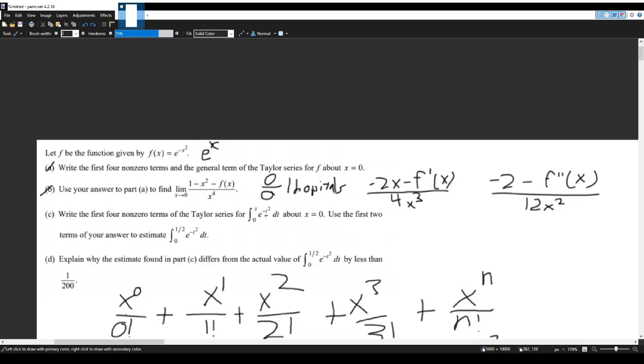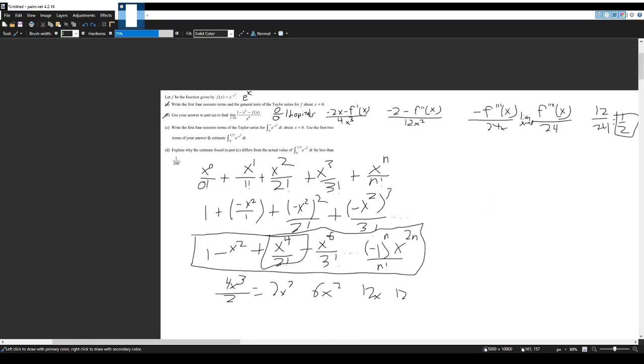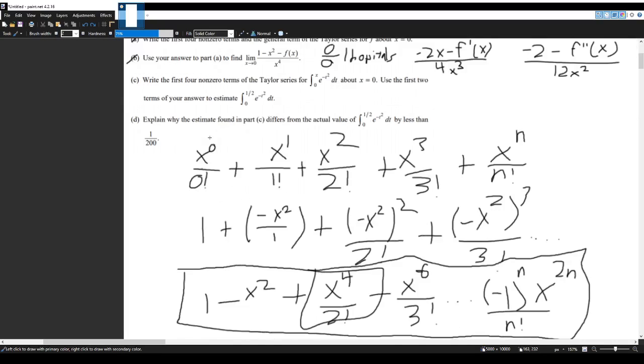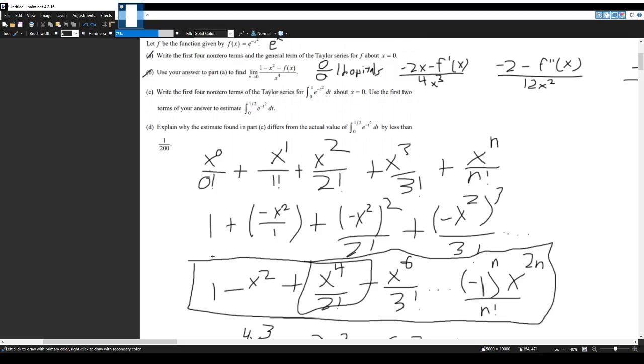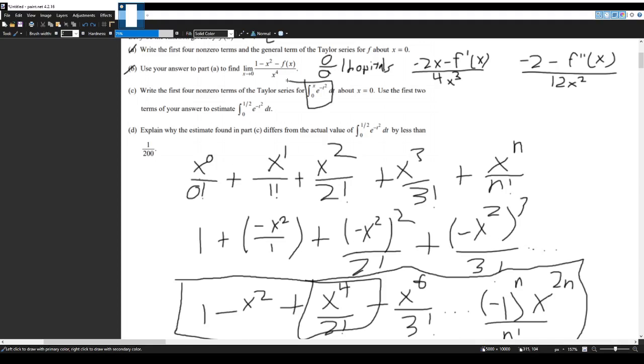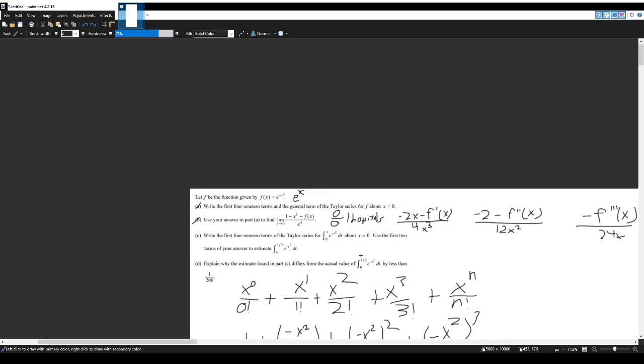Now you can pretty much ignore the t and x because this is kind of just chain rule. t is going to be a dummy variable, so we can just keep the x. So write the first 4 non-zero terms of the Taylor series for this. Basically, if we take the first 4 non-zero terms of the Taylor series for our original thing, we can just integrate each one separately, and it'll give us the first 4 non-zero terms of the Taylor series for the integral of our thing. So let's do that.